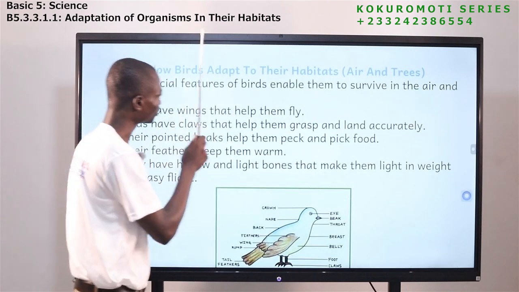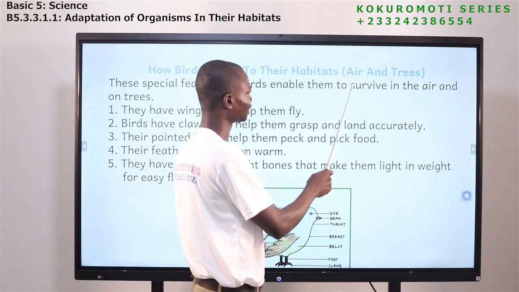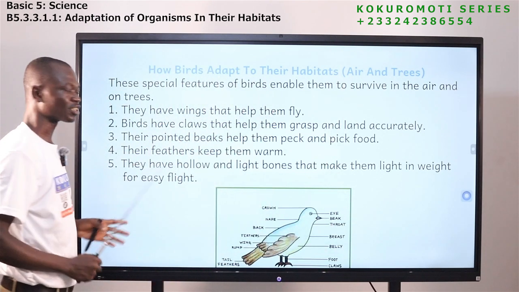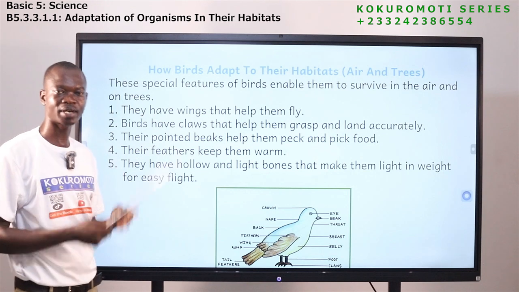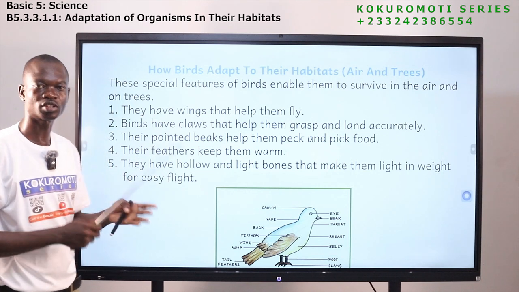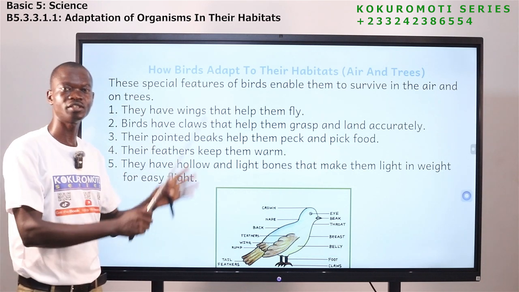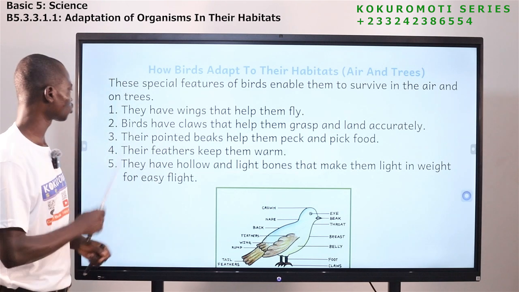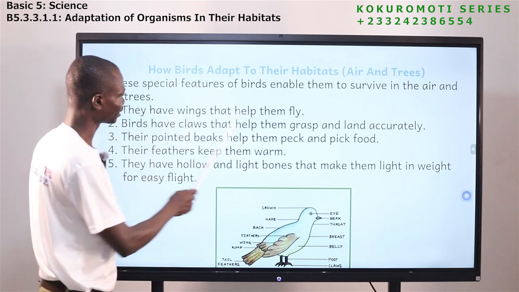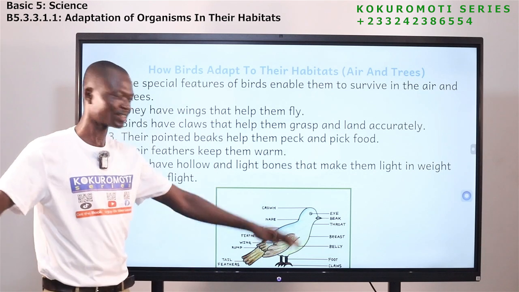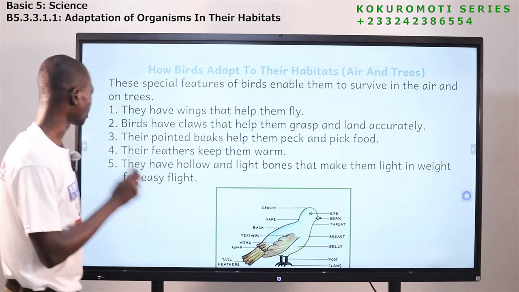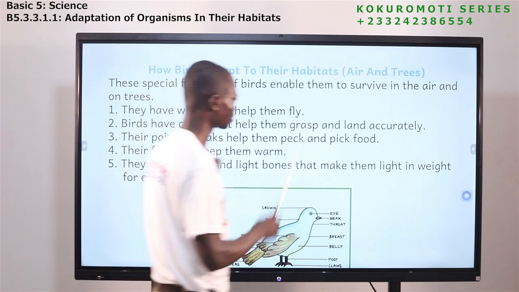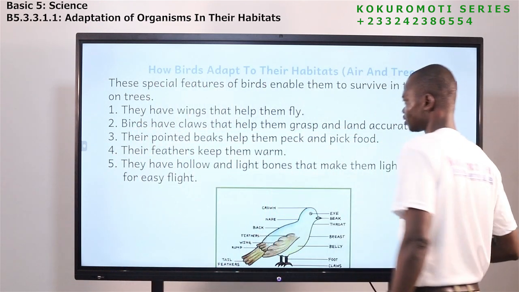How birds adapt to their habitats, that is air and trees. So these are special features that birds have, and because of these features they are able to live in the air and in trees. The first one is that they have wings that help them fly. So birds have wings. Birds have claws that help them grasp and land accurately.